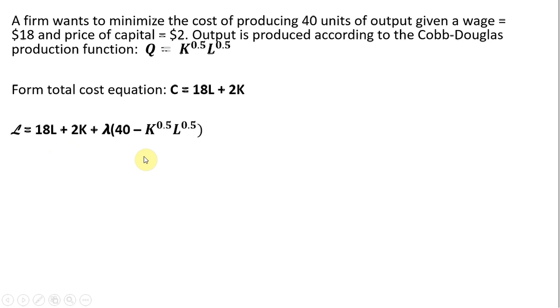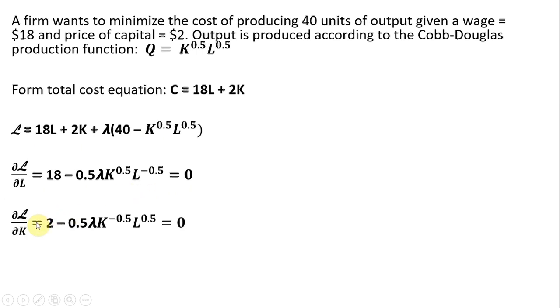We next need to take a partial derivative, first with respect to labor. So the partial derivative of 18L is just 18. We don't have to worry about the 2K, that's just 0. It's treated as a constant here. Then we have this lambda being multiplied by this minus K and L terms over here. So we're going to bring down this 0.5 in front of the lambda. And then L to the 0.5 minus 1 leaves us with L raised to the minus 0.5 power. And we set this partial derivative equal to 0.